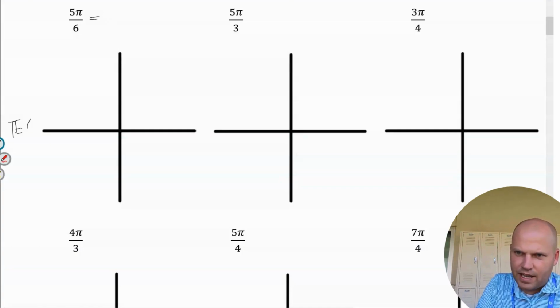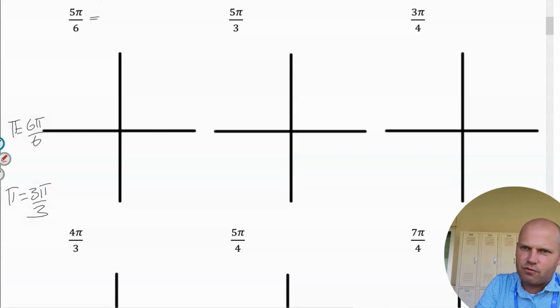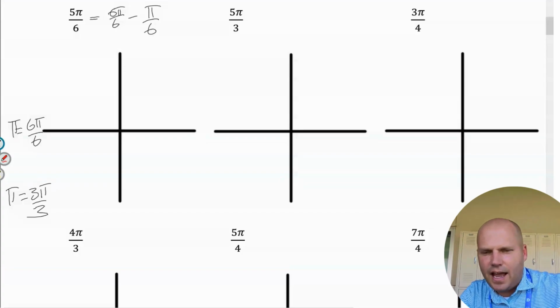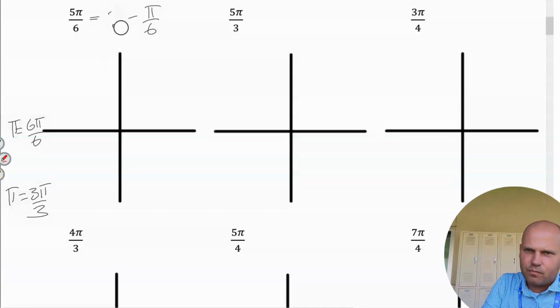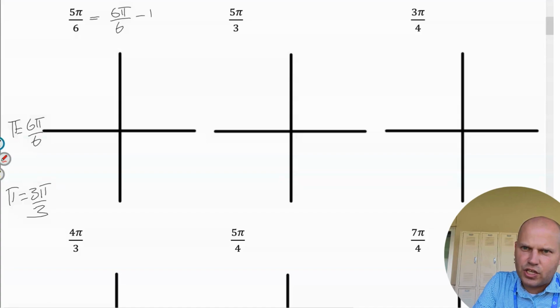Pi can be written as 6 pi's over 6. Pi can also be written as 3 pi's over 3. So think about this. I could write 5 pi over 6 as 6 pi over 6 minus a pi over 6. And I can do that easily in my head. 6 pi over 6 minus pi over 6 is 5 pi over 6.